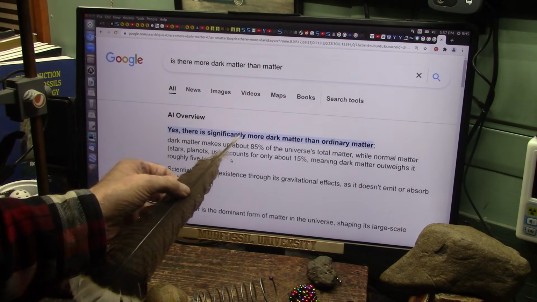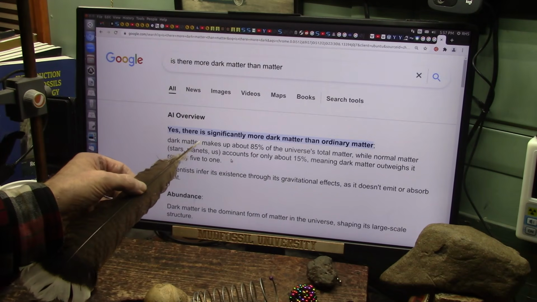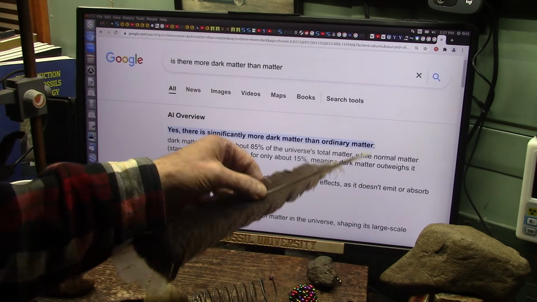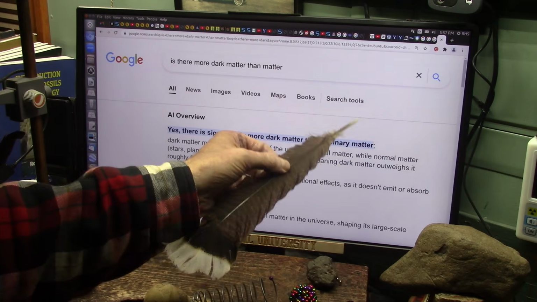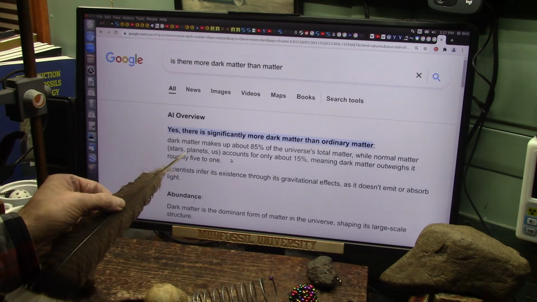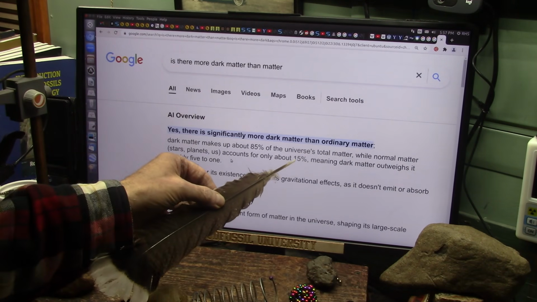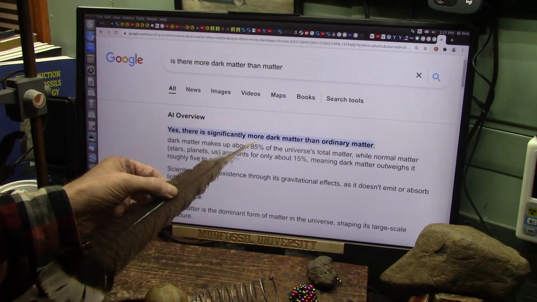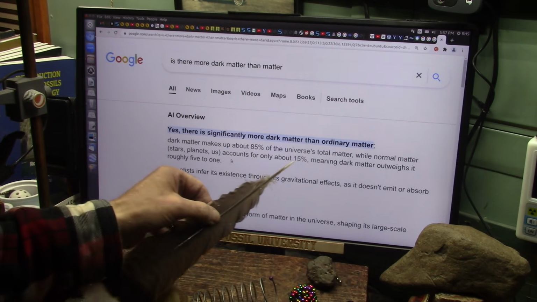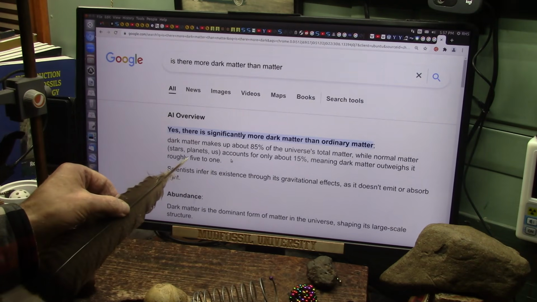They say there's significantly more dark matter than ordinary matter. And dark matter makes up about 85% of the universe's total matter. I don't know how they came up with that, but let's go with that. While normal matter, stars, planets, us, accounts for only about 15%. So there's much more dark matter, which we know is extremely attractive to the white. All right. Dark matter outweighs roughly 5 to 1.